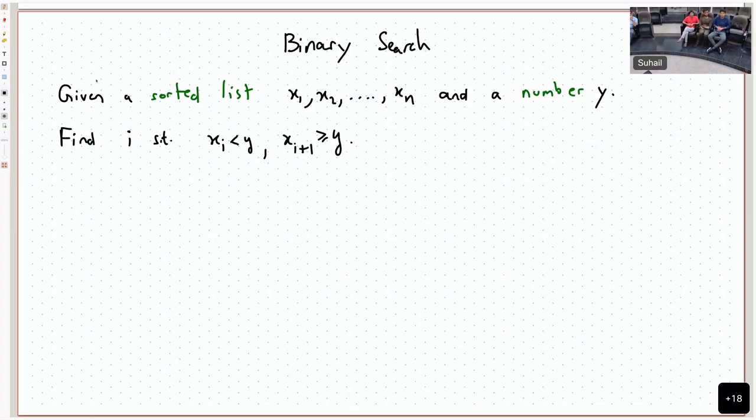Let's take binary search. You're given a sorted list of numbers, x1 to xn, and you're given a number y. And you want to know where y lies in this sorted list of numbers.